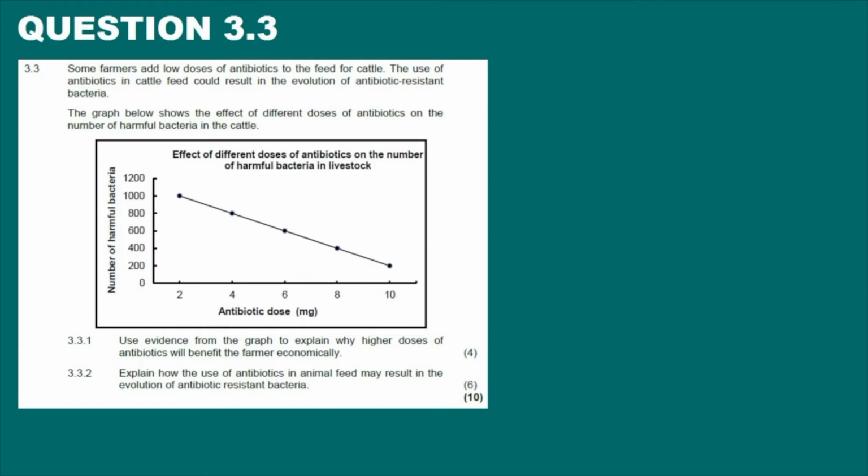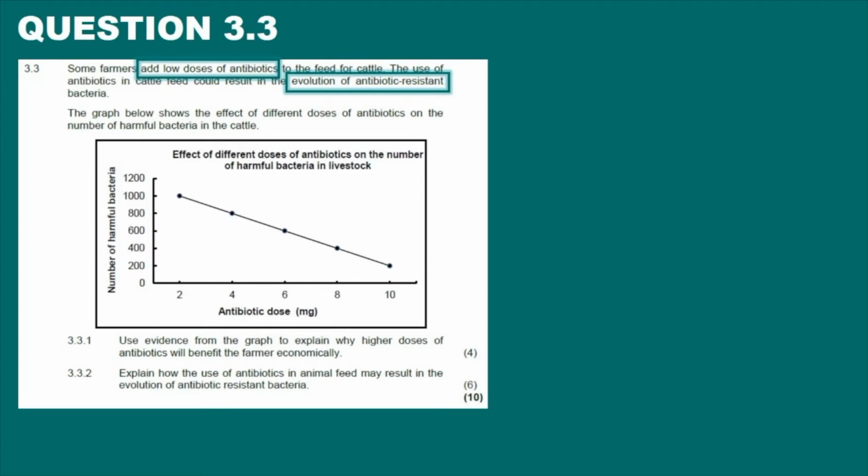So let's read through the question, and then I'll explain what this graph is saying and exactly what is happening in it. In this case, they gave you a graph instead of asking you to draw a graph, but if they give you a graph or a table, the same conclusion can be made from both. They say some farmers add low doses of antibiotics to the feed of cattle. The use of antibiotics in cattle feed could result in the evolution of antibiotic-resistant bacteria.